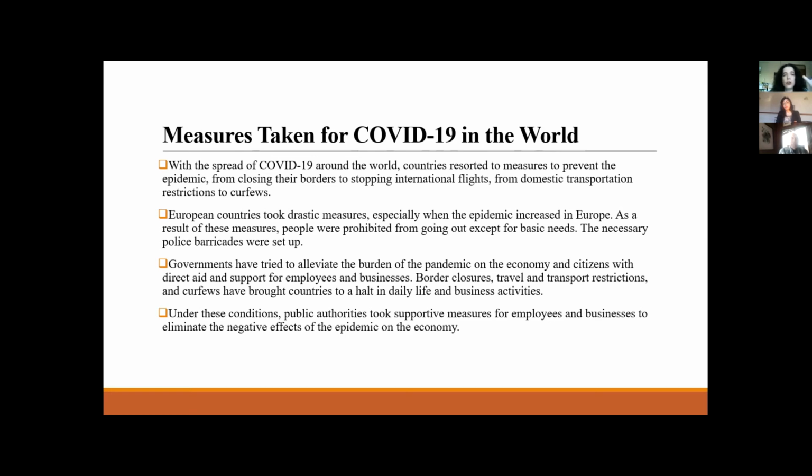Under these conditions, public authorities took supportive measures for employees and business to eliminate the negative effects of the epidemic on the economy and the world.